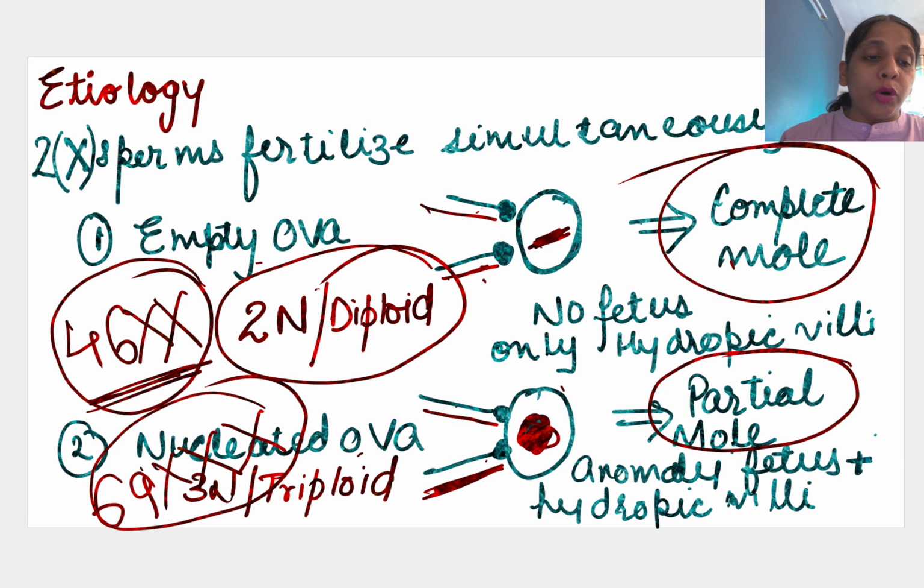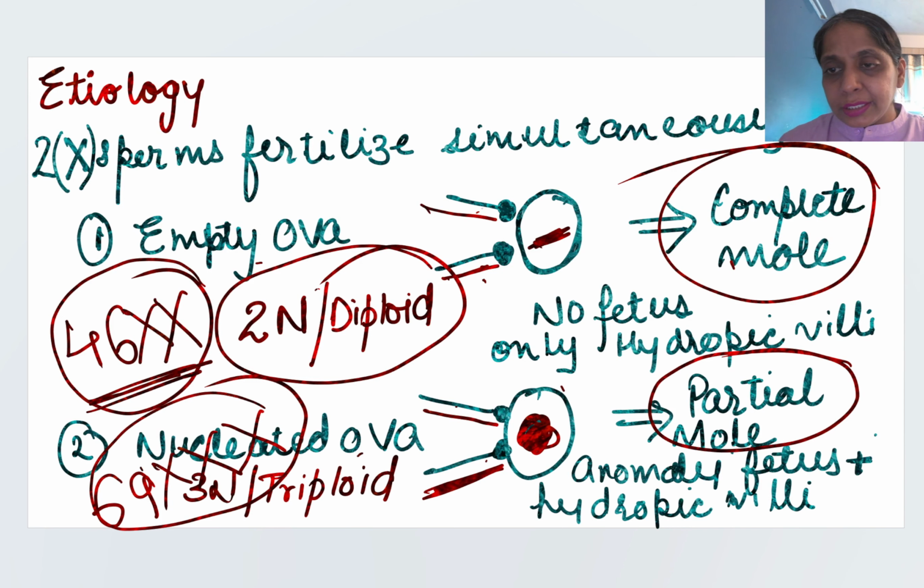In the partial mole, what will happen? A fetus will be there, the mother's nucleus was there, plus those two sperm nuclei: triploidy. Triploidy means 69, both maternal and paternal. Okay, next time please don't get it wrong.